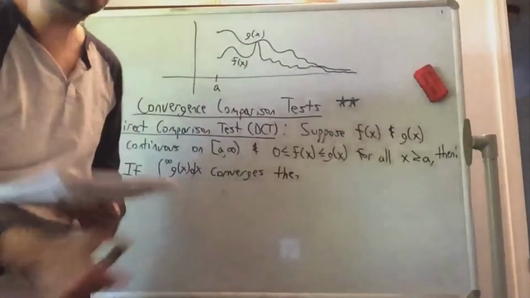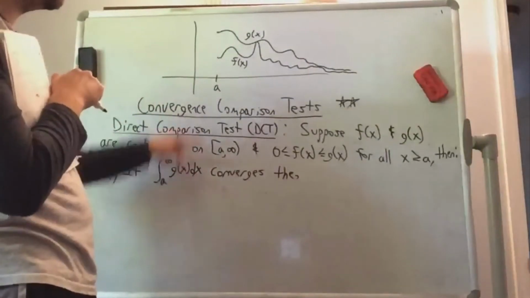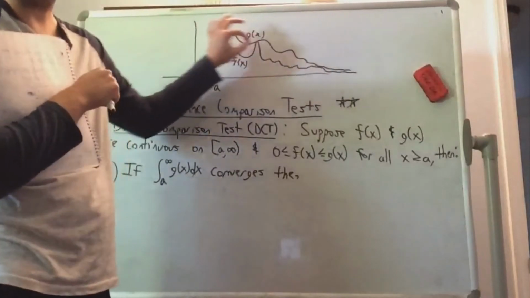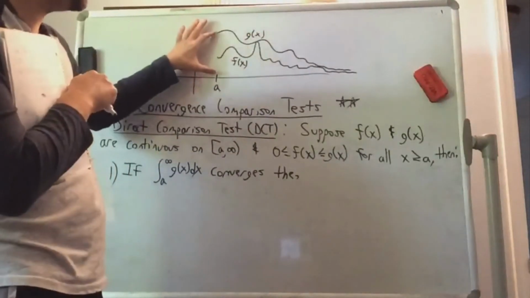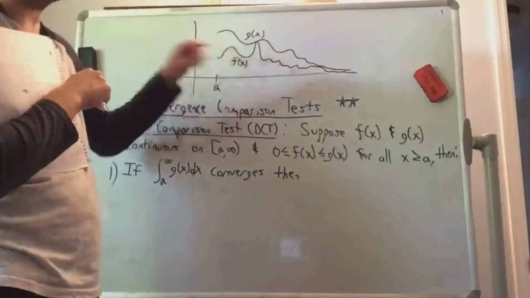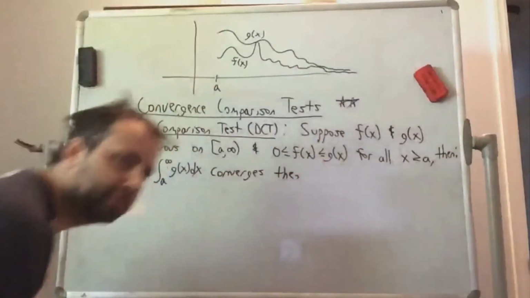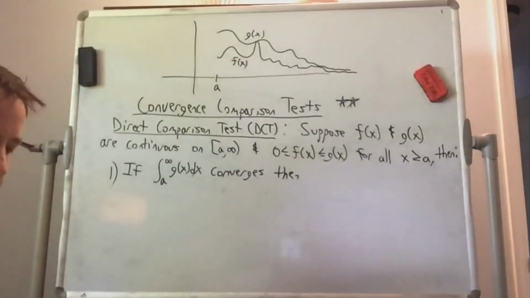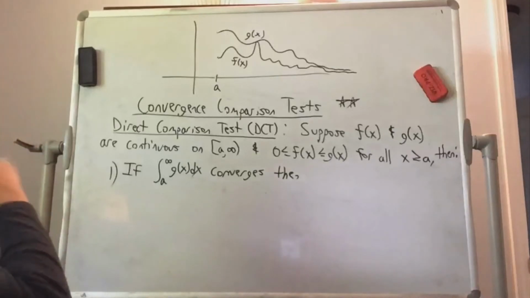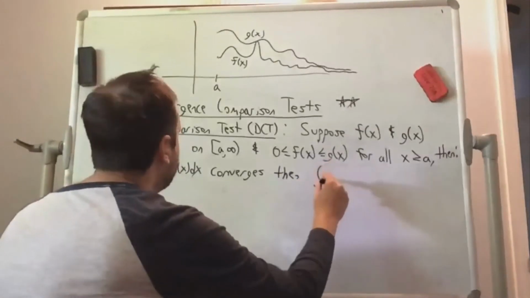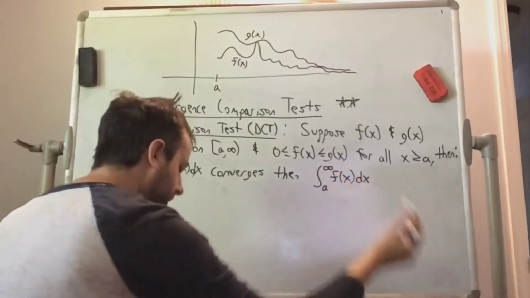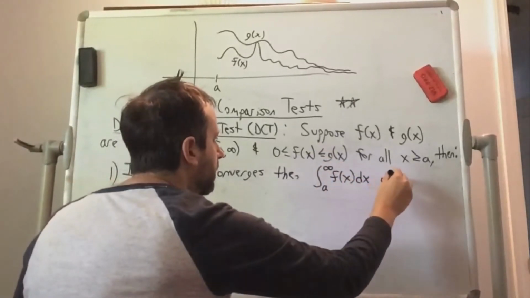So what we're saying is if the area under the curve of g of x, the top one, if that area is finite, it converges. So imagine like the area under g of x is 10. What do we know about the area under f of x, if anything? Think about the logic of it. It's got to be less than 10. It's got to converge as well. So then we know that the integral from a to infinity of f of x dx also converges.